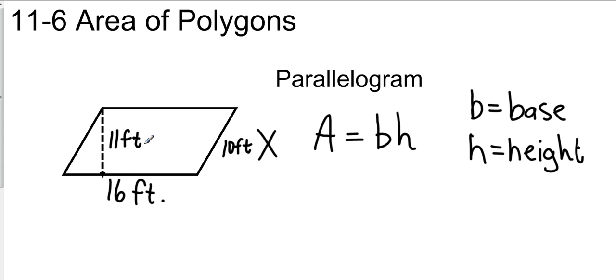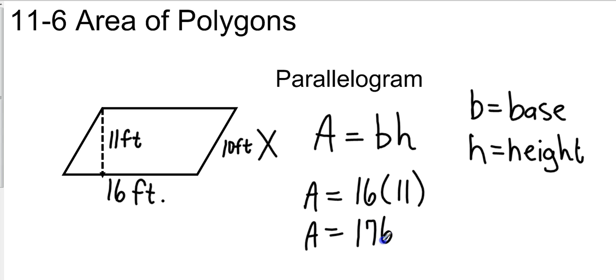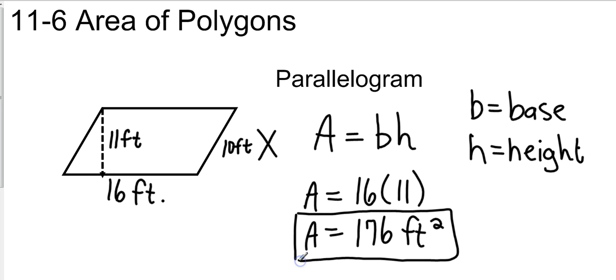Okay, so to find our area, we're going to take our base, which is 16, and multiply it by our height, which is 11, and so that's going to give me 176 feet squared. Remember, area is when we're covering, and so think of carpet or tile. You buy it in square feet. Okay, so 176 square feet.